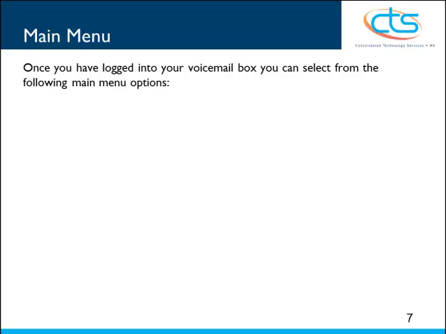Once you have accessed your voicemail box, you will have the following options available to you from a main menu. You can press 1 to play or review messages, 2 to send a message, or you can press 4 for your user preferences. Let's take a look at reviewing messages.